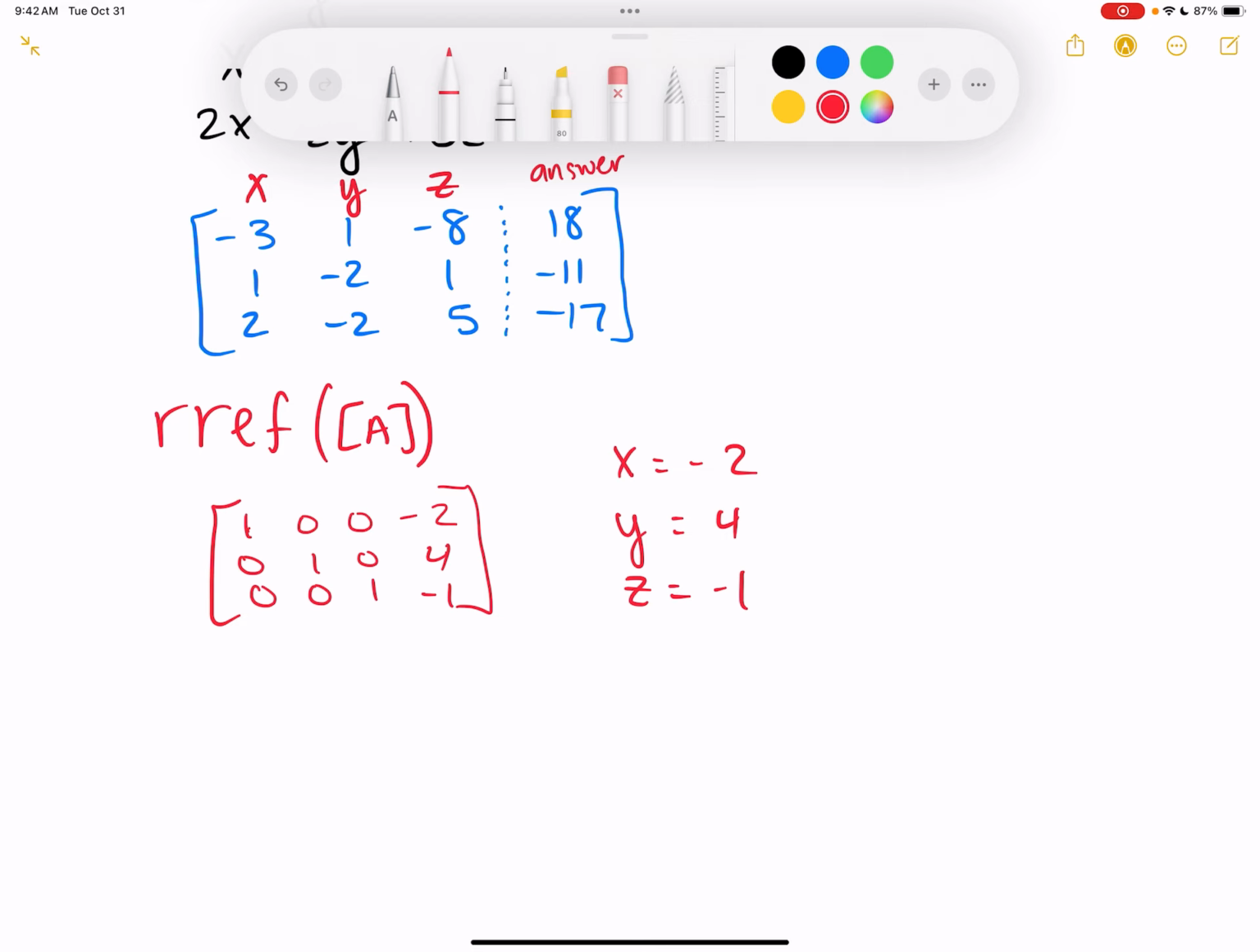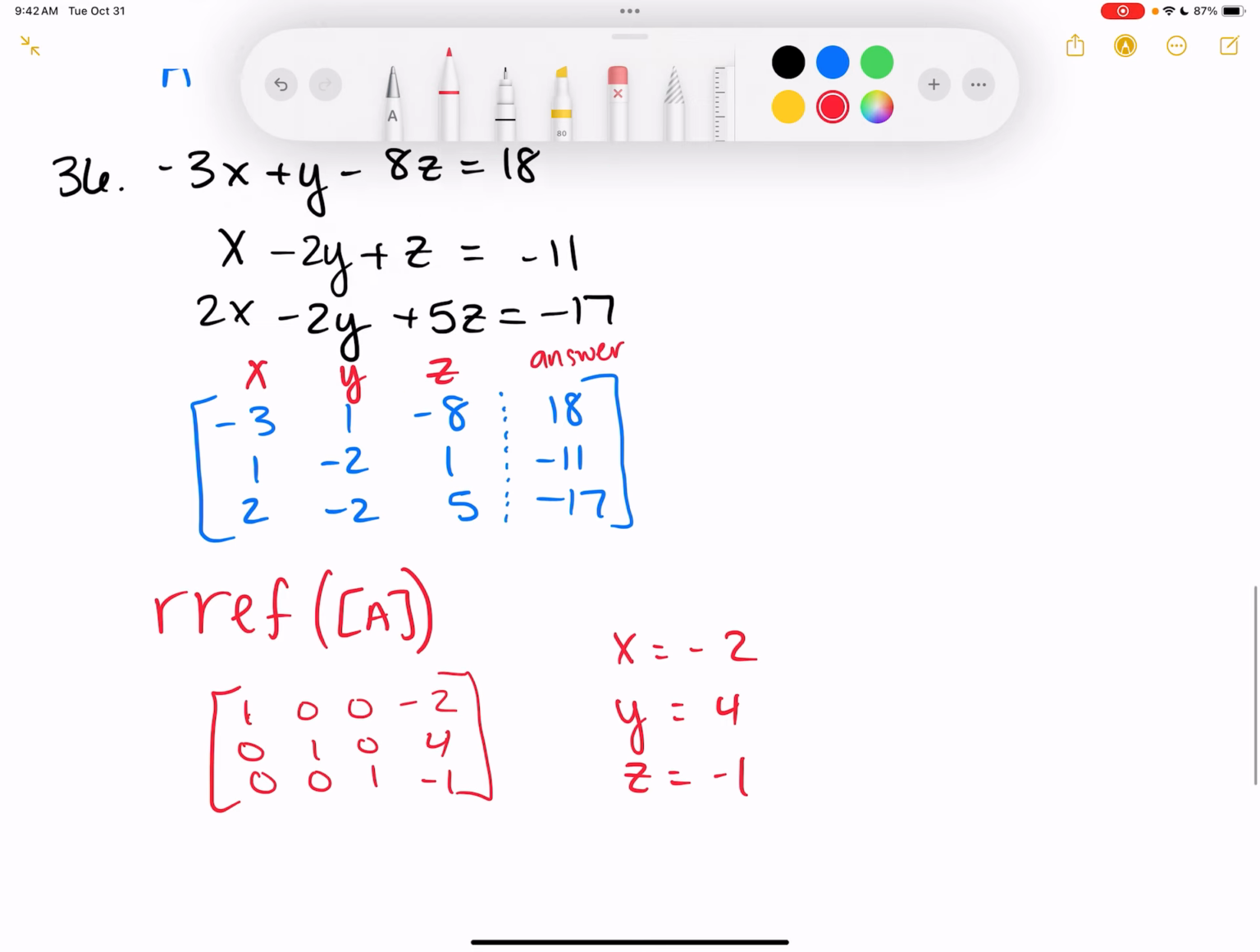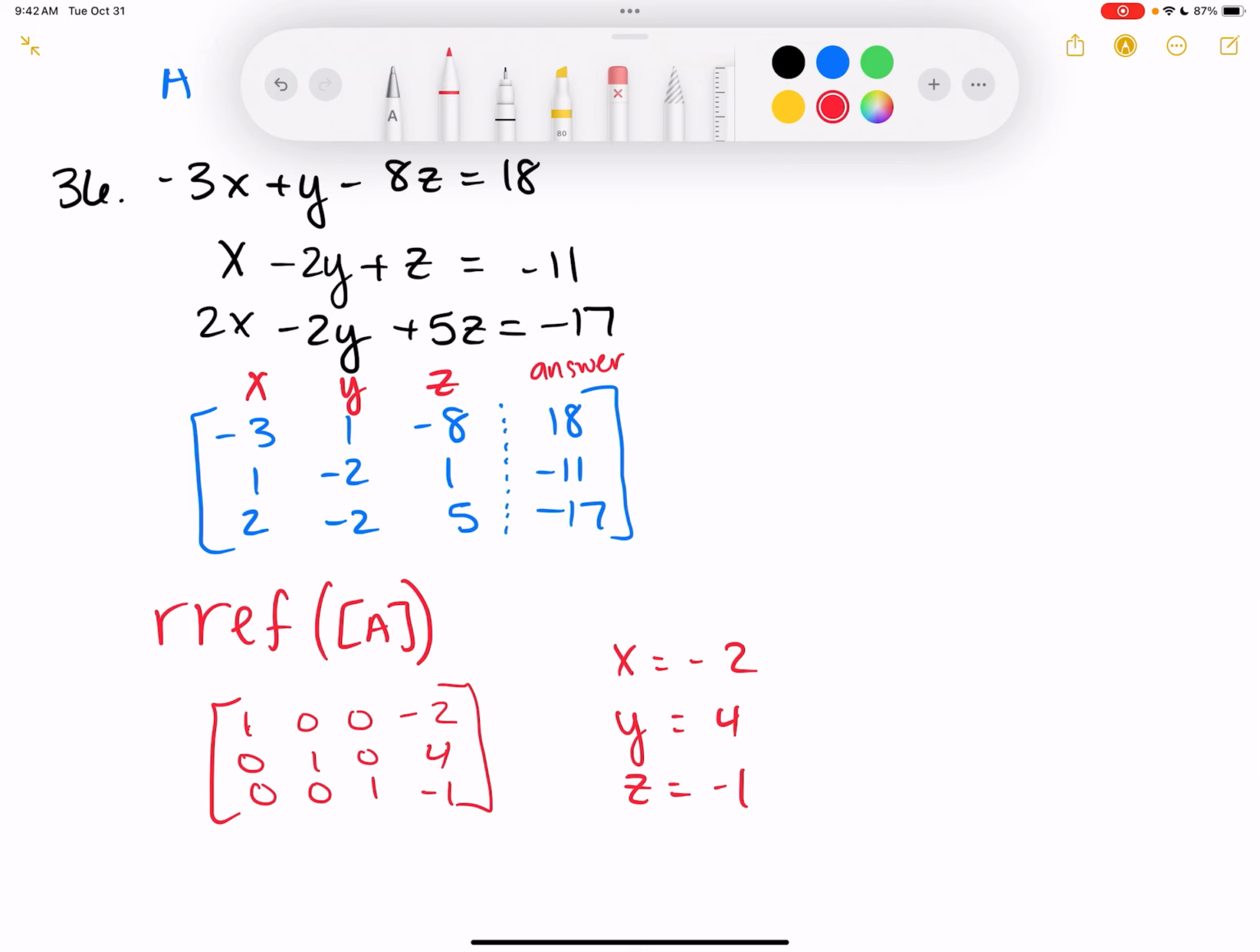But how do I write my solution? In the ordered pair. Yeah, ordered triple for these. So -2, 4, -1 would be my solution to this. And if you go back and plug these numbers in up here, it will work.